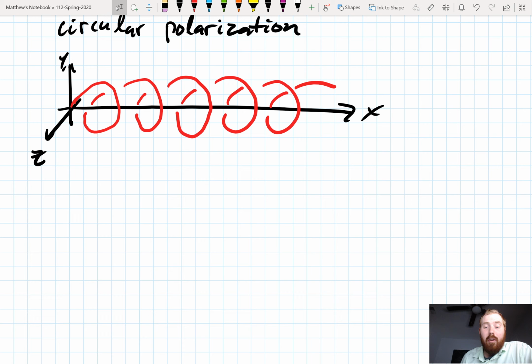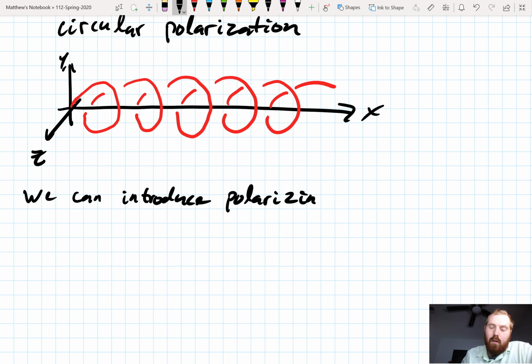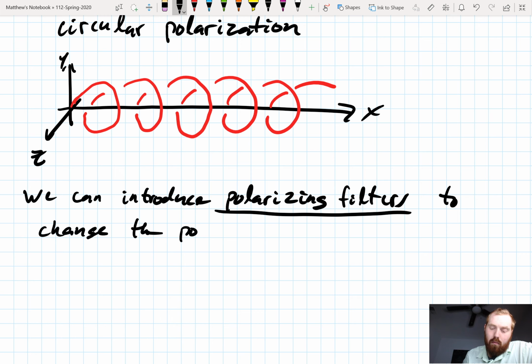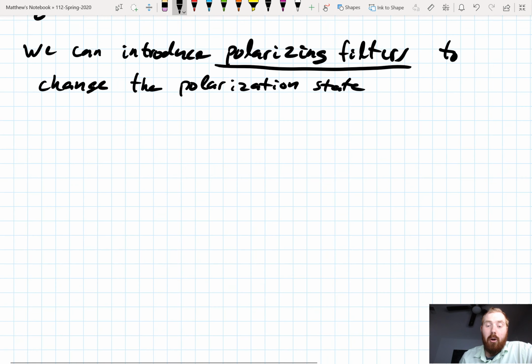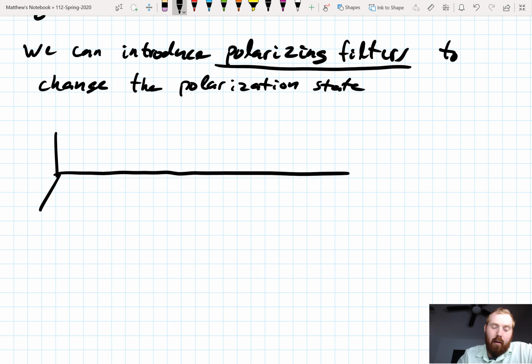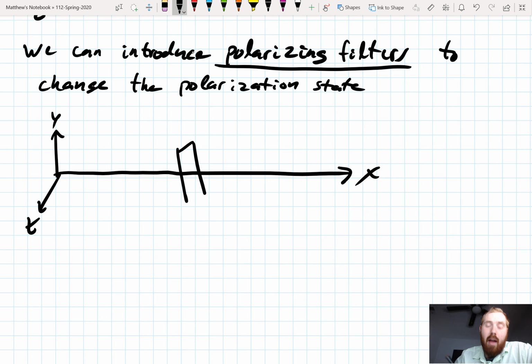So, tricks we can do. Stuff we can do with this polarization now that we know about it. Well, gotta go back to black ink. We can control the polarization. We can introduce polarizing filters to change the polarization state. Let's go back to this circular polarized guy, right? What I'm gonna do is send my wave down. But I'm going to have a little linear polarizer here.